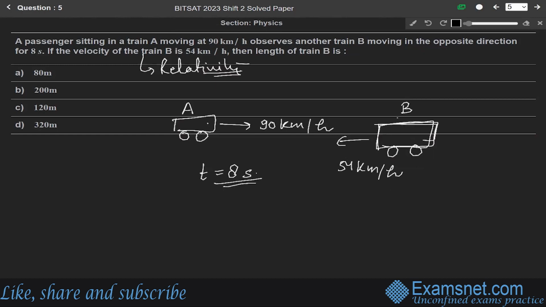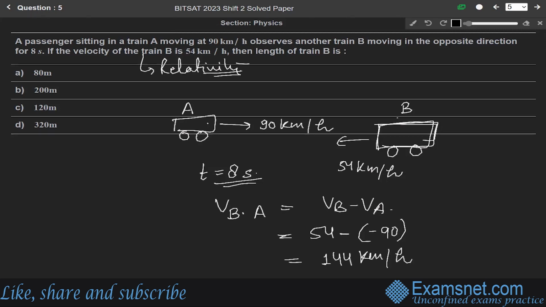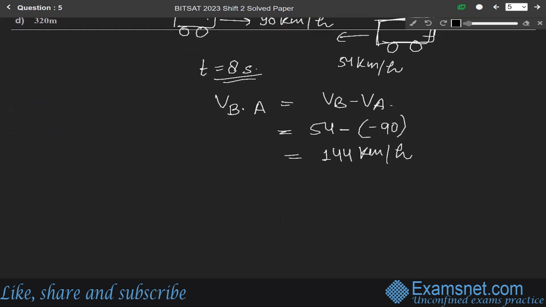Okay, since both are moving in the opposite direction, the velocity of B with respect to A will be equal to VB minus VA. So VB is 54 minus minus VA, which means it will eventually become positive, minus of 90, so it will become plus, and it will be equal to 144 kilometer per hour. Now this is the velocity of B with respect to A, so it is in kilometer per hour.